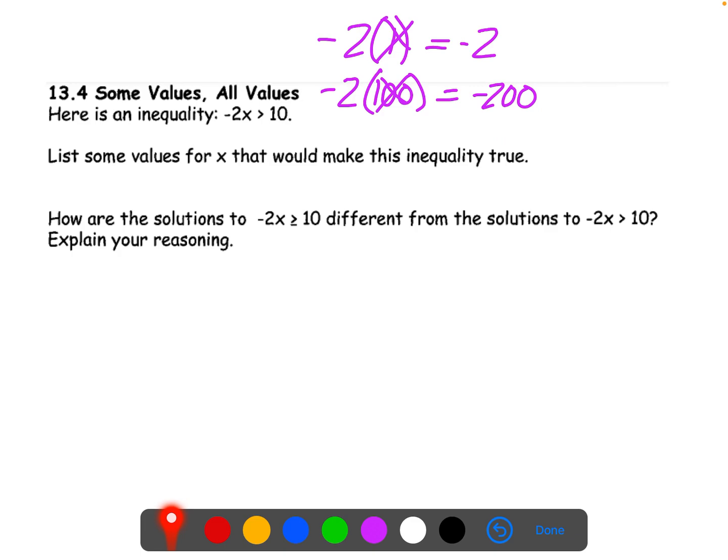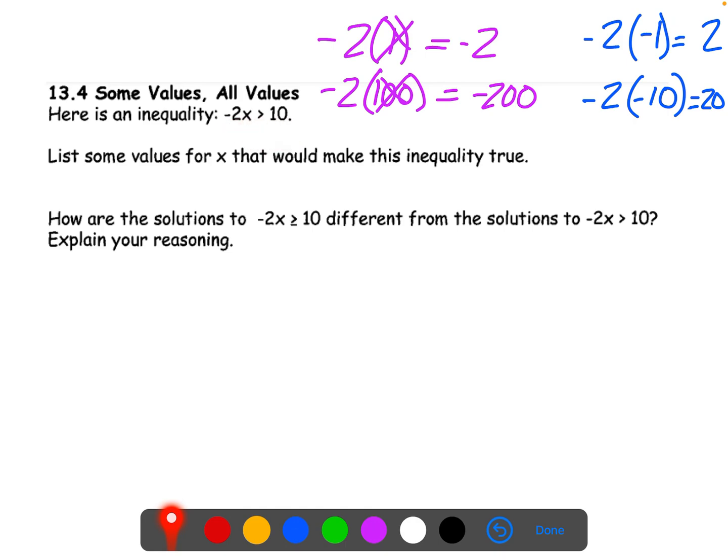So now what? I just have to reverse this and try negative numbers. So let's do negative 2 times negative 1. That's going to equal positive 2. Okay. Positive 2 isn't bigger than 10, but we're definitely getting close. We're going in the right direction. So I might just need another negative number, a more negative number. Let's do negative 2 times negative 10. That's 20. And 20 is bigger than 10. So that one checks out.